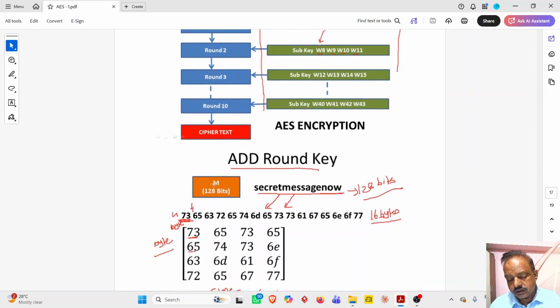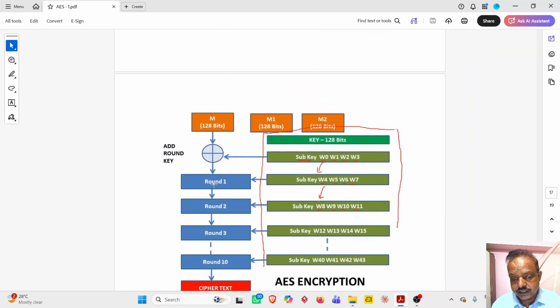Okay. The opposite we do: from the ciphertext, we can get the plain text. So this is exactly what happens inside the AES algorithm.